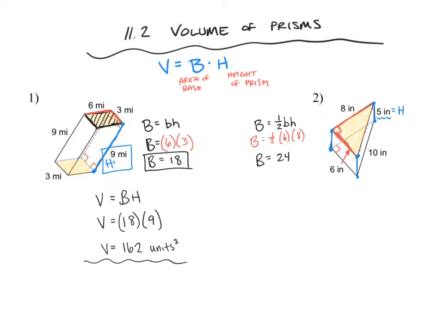So my big B is 24. My height is 5. So the volume, just like all prisms, it's big B times big H. It's 24 times 5, which is, I think, 120. It's volume, so it's going to be inches cubed.